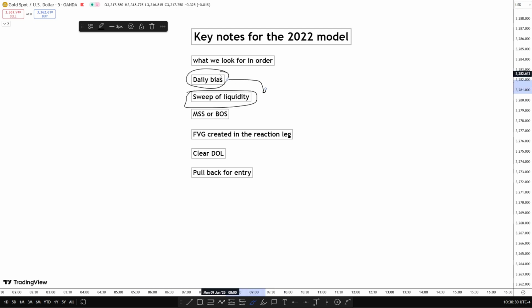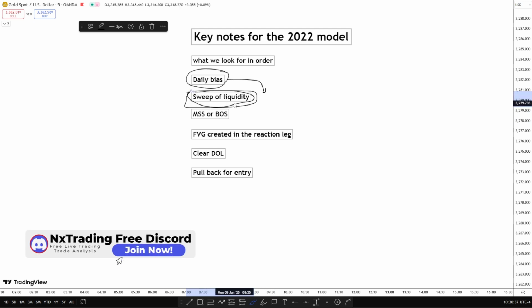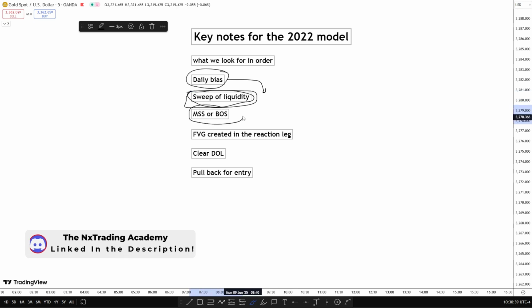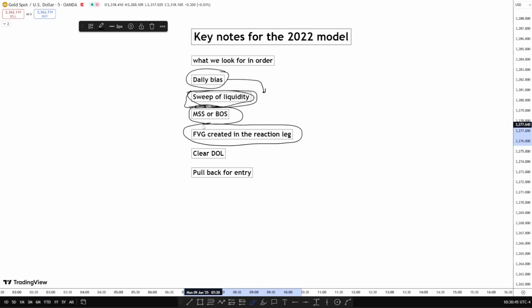So after getting our daily bias, we're looking for a liquidity sweep that matches our daily bias, and then with that liquidity sweep, we are looking for the reaction leg to create a break of structure or market structure shift. We're also looking for that leg to create a fair value gap. We're looking for a clear draw on liquidity resting below or above, depending if we're taking longs or shorts. And then we're looking for a pullback to the fair value gap for our entry. So this is a very simple model, very effective.